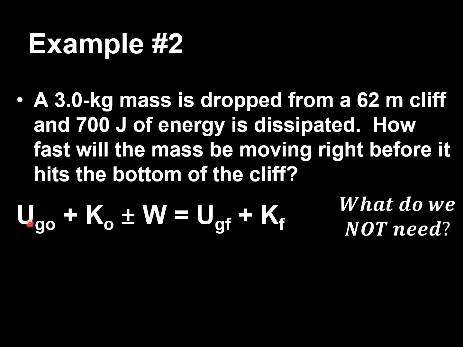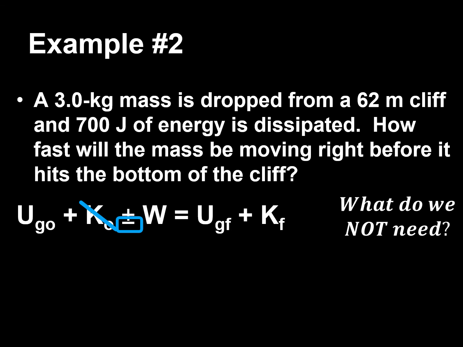Now we start with an initial height, so we have an initial gravitational potential energy, but it starts from rest because it's dropped, so we know the initial kinetic energy is going to be 0. The next part is the work that's being done. Well, we know we have work being done. We have 700 joules of work. Now the question is, is it going to be positive work or negative work? Which one is it going to be? Now dissipated energy, if you remember, does negative work. It takes energy out of the system. So we're going to have our negative for this work.